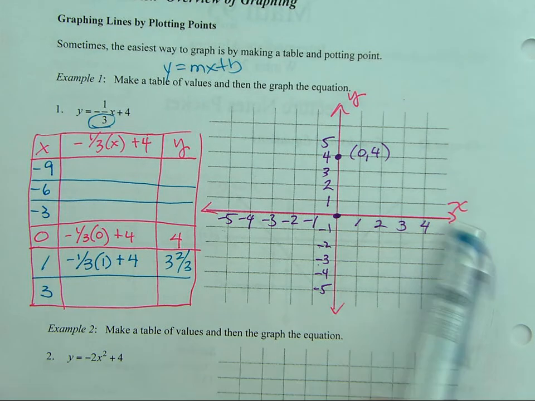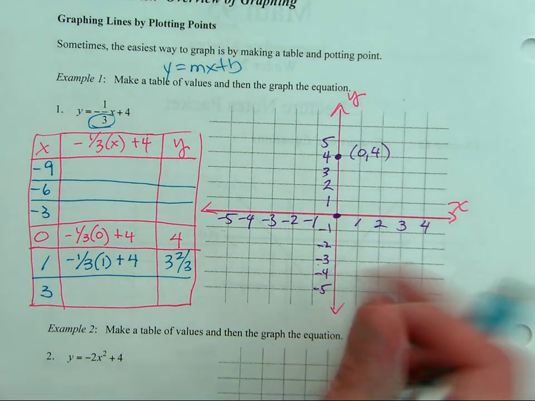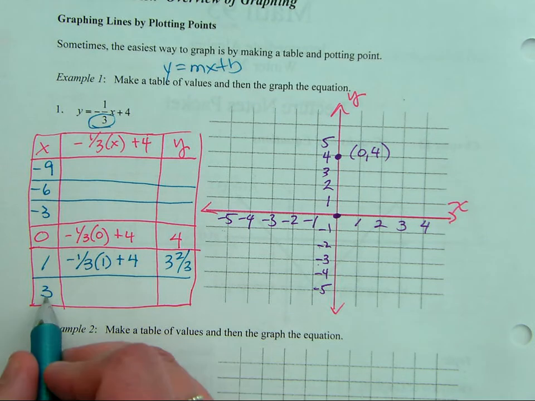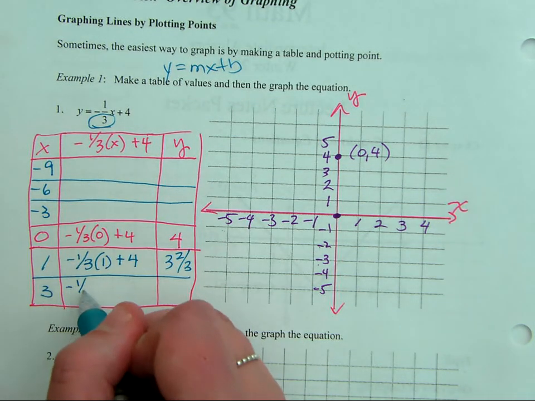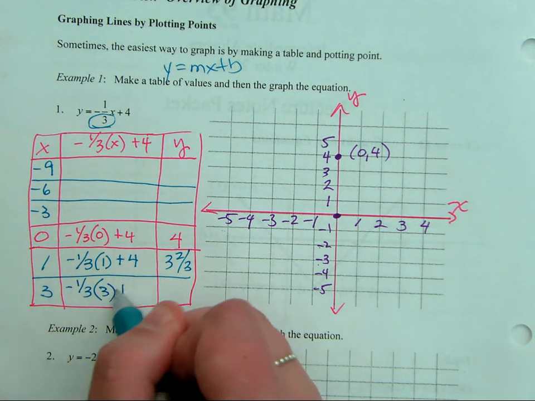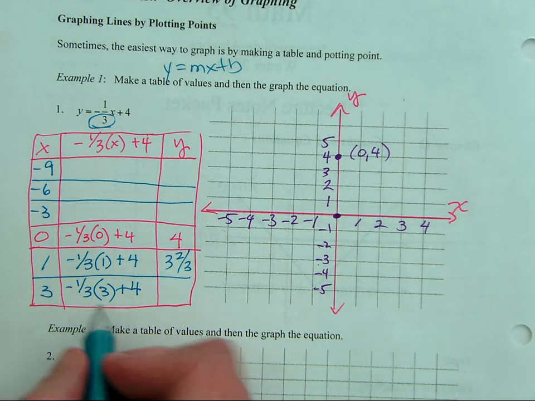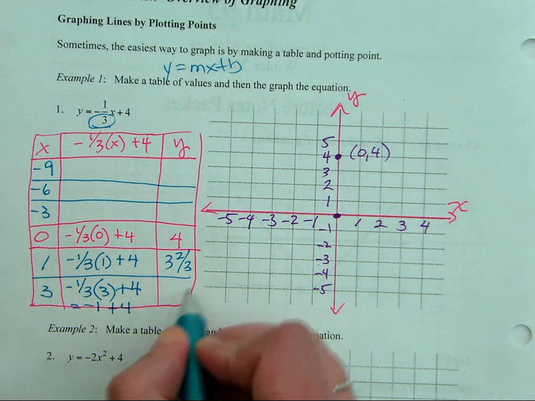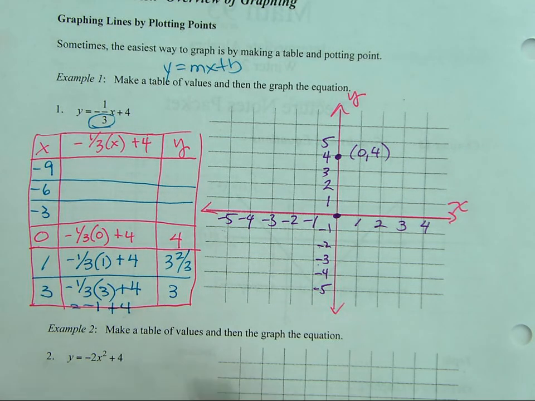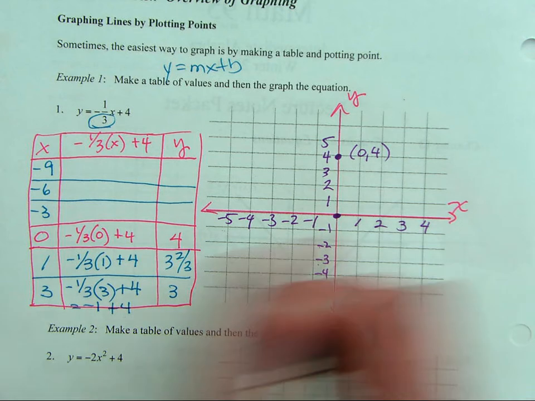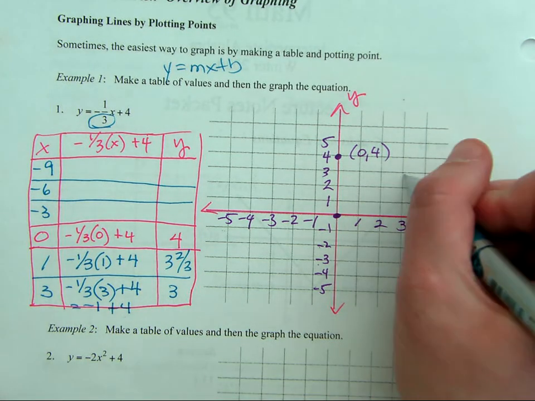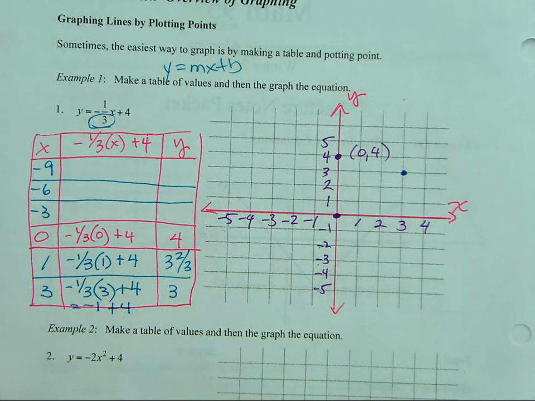I mean, those numbers are not actually on my graph right here. I would have had to change the scale to fit some of those on here. But if I plug in +3, I get -1/3 times 3 plus 4. What's -1/3 of 3? Yeah, it's -1. -1 plus 4 is 3, right? So my other point would be x is 3, y is 3. So I go 3, 3, and here's my point, 3, 3, right?